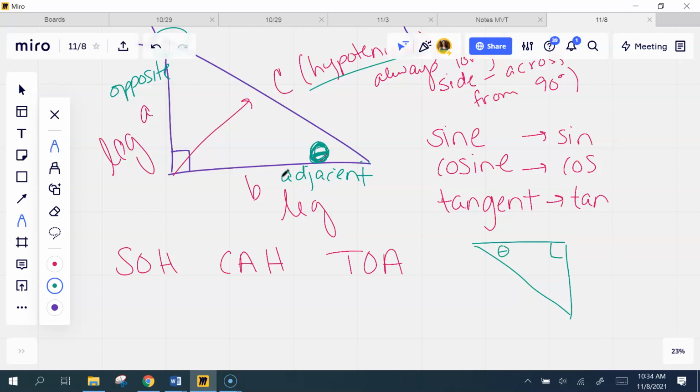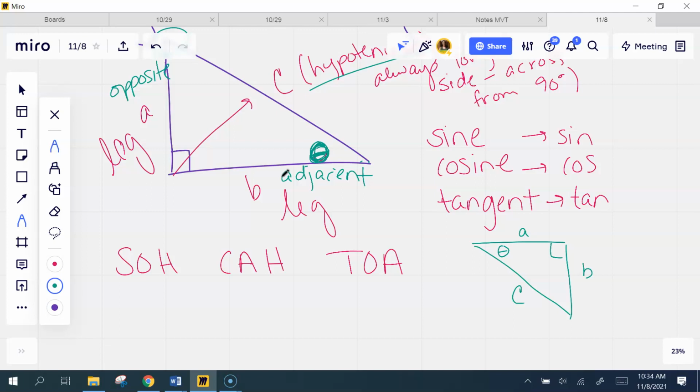Let's say this was theta, and I called the sides A, B, and C. Which leg would be the adjacent leg? A. Which leg would be the opposite leg? B. And C is obviously the hypotenuse. Everybody okay?